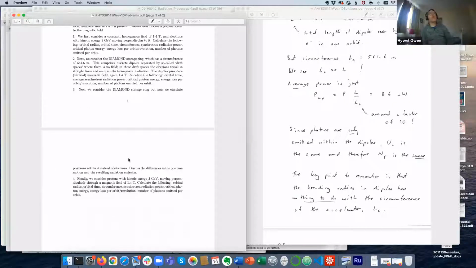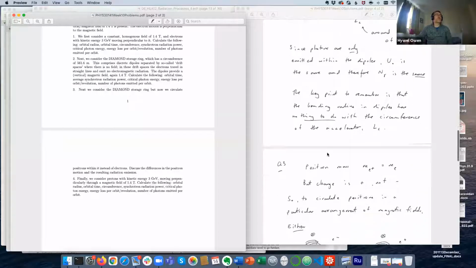In question 3, we now consider Diamond, but now we're going to circulate positrons within the accelerator instead of electrons. We're not going to worry about how those positrons might be generated. It turns out that's much more fiddly to do than to generate electrons, but there have been these synchrotron radiation facilities constructed using positrons as the circulated particle. So let's look at how that works.